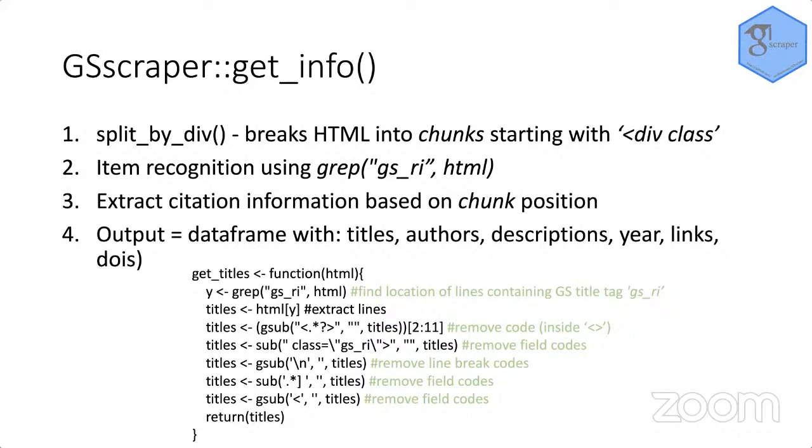So this code here shows the function that's used to extract titles from each search result within the HTML. And it uses a few substitutions, either global substitutions or single substitutions, to remove field codes to make it easier and more consistent to have the text rather than the embedded code as well.